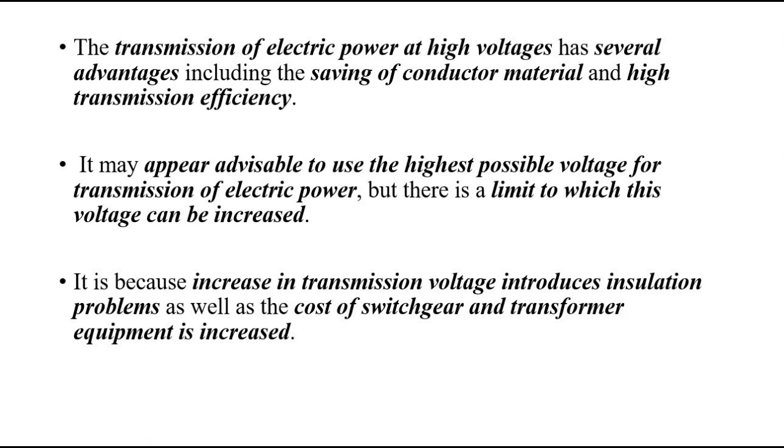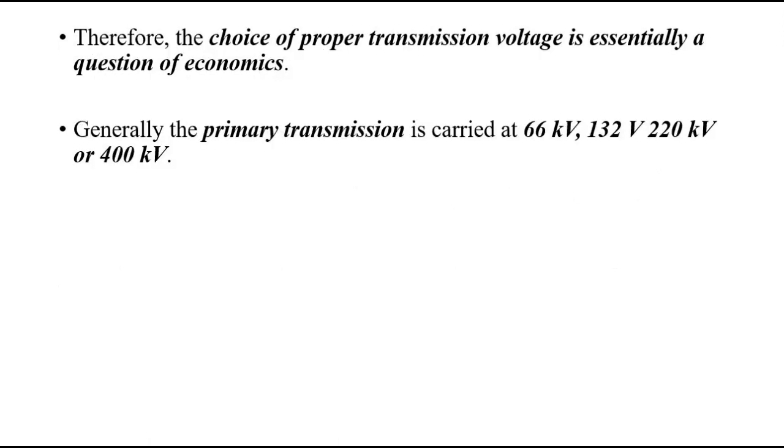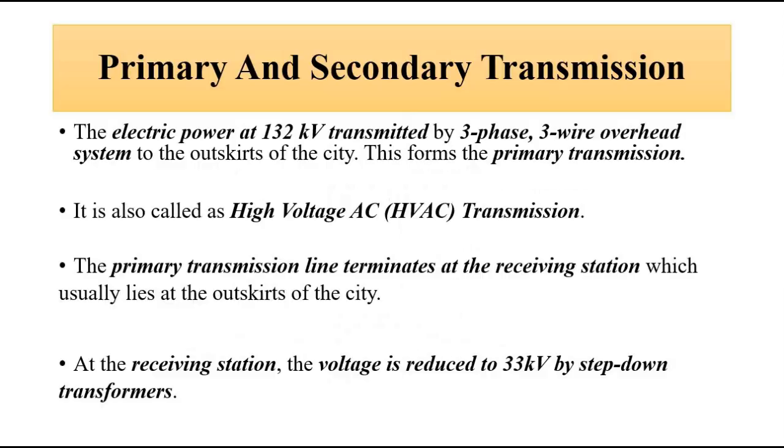So here, after it is increased to 132 kilovolt, the primary transmission happens, and depending upon different requirements at different places, it is carried at 132 kilovolt generally, but other voltages that can be used are 66 kilovolt, 220 kilovolt or 400 kilovolt. But generally the primary transmission happens at 132 kilovolt.